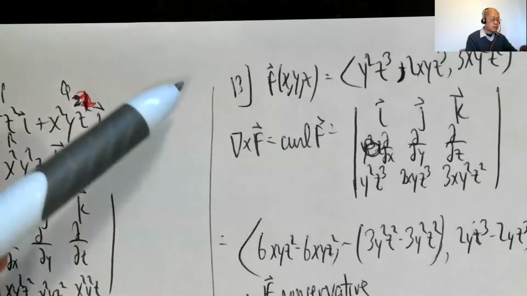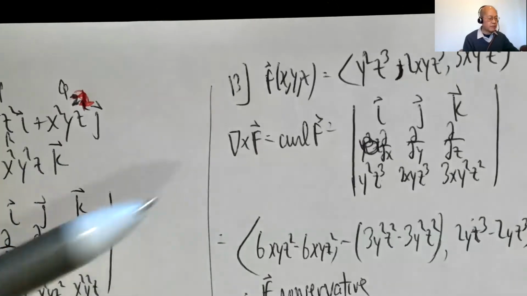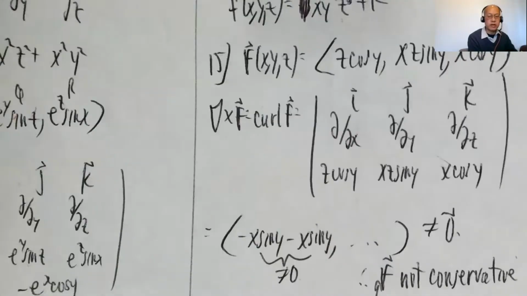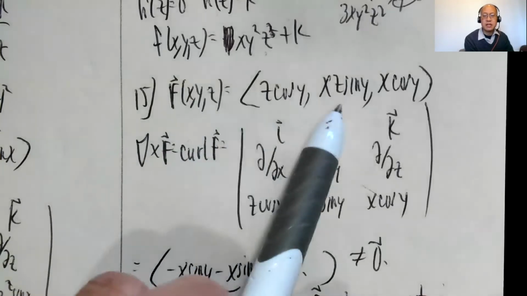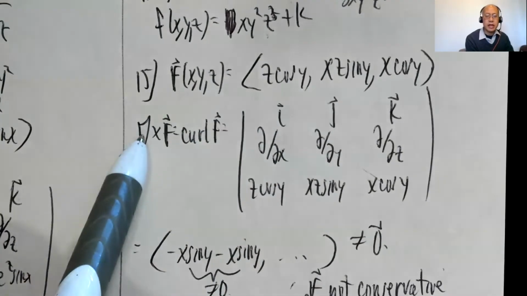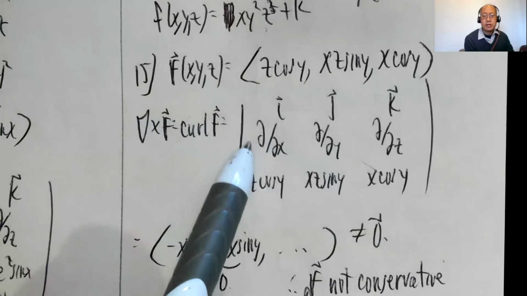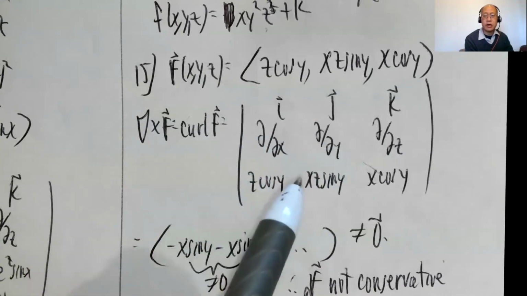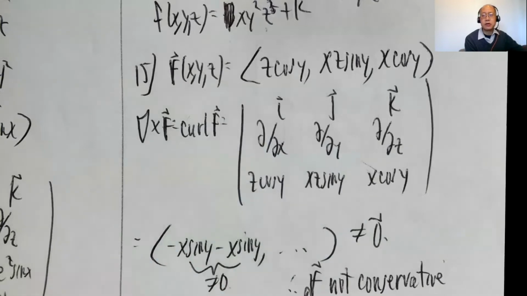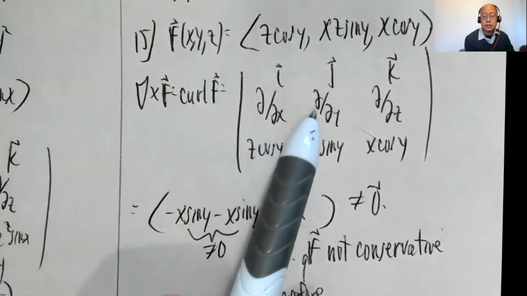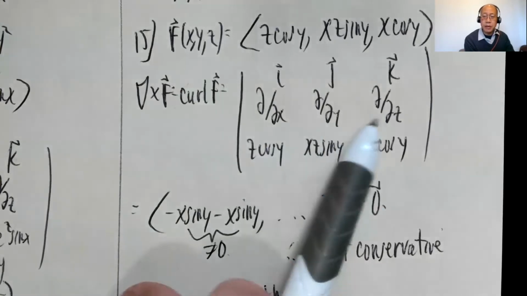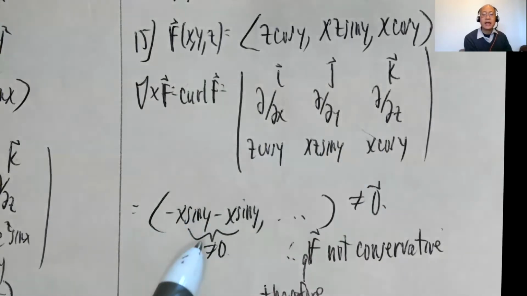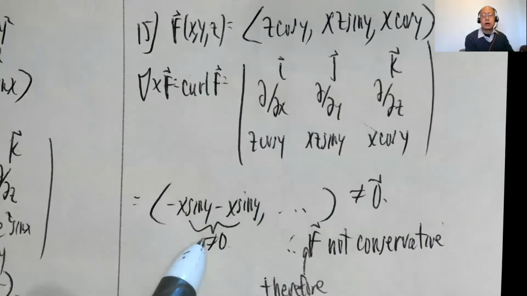All right, then do we or do we not have a conservative vector field? It might actually be easy if I start off with 15. F of x, y, z is this. So del cross F, or curl F, is i, j, k, the partials with respect to x, y, z, of z cosine y, x z sine y, x cosine y. So this is negative x sine y minus x sine y. It's not 0.